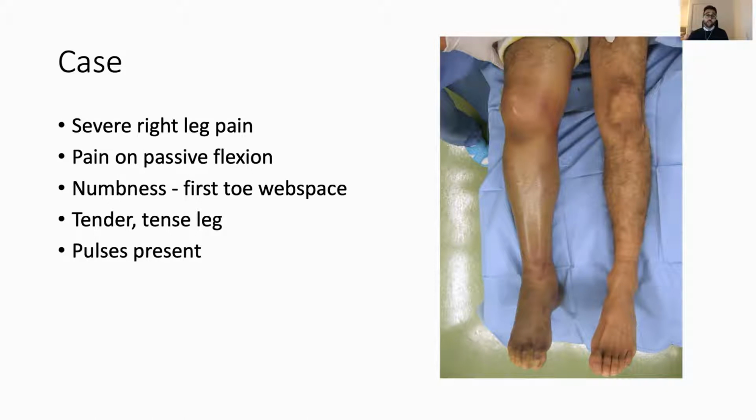On your examination, you find that they've got tenderness in the calf. They've got pain on passive flexion of the muscle groups. The leg is quite tender and it's pretty tense, but you're confident that you've picked up a pulse in the right dorsalis pedis and posterior tibial arteries. So can we have the first poll, please? What is the diagnosis?